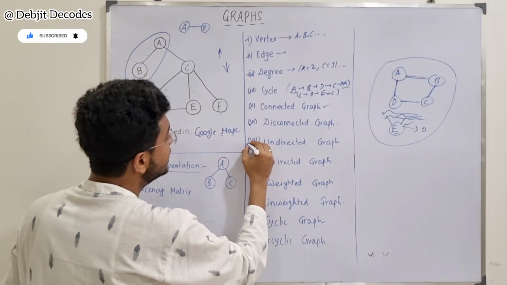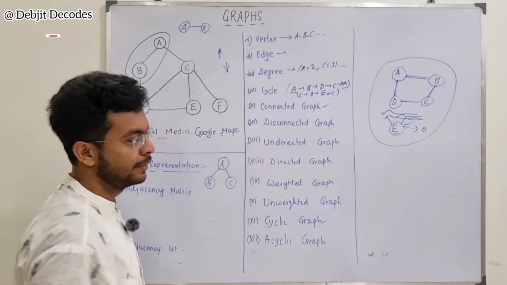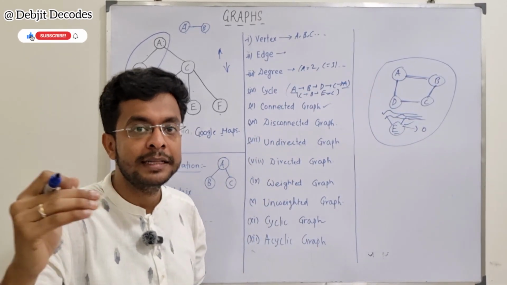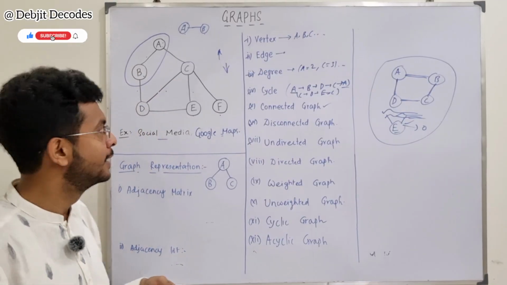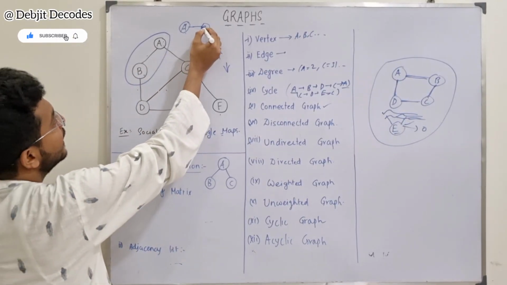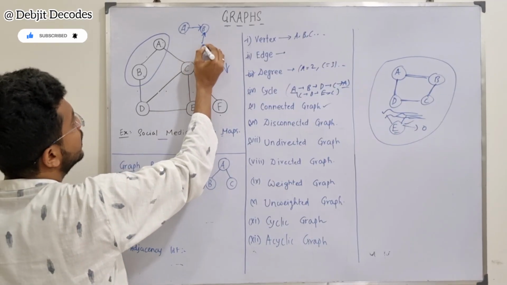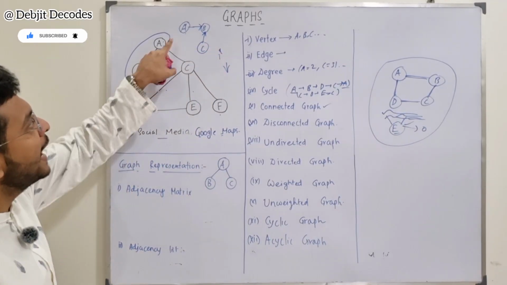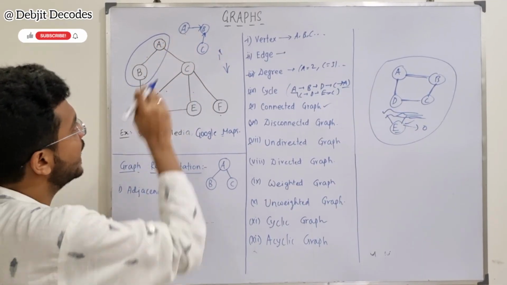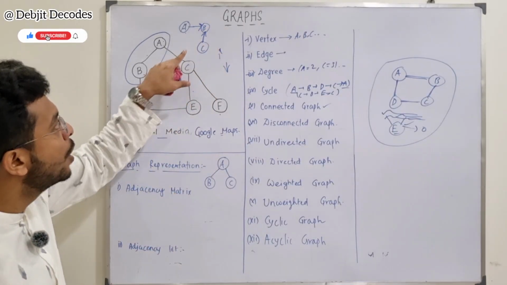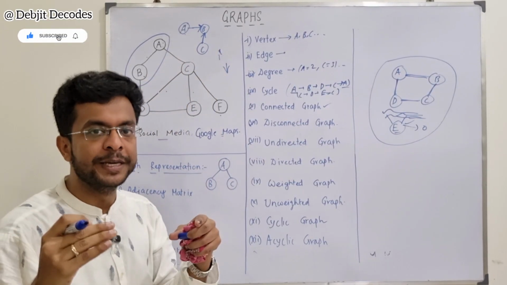Now, what is the meaning of a directed graph? A directed graph simply means there will be a direction. For example, say there is a direction given. So A is directing to B, and C is also directing to B, that is, all the edges are going towards B.